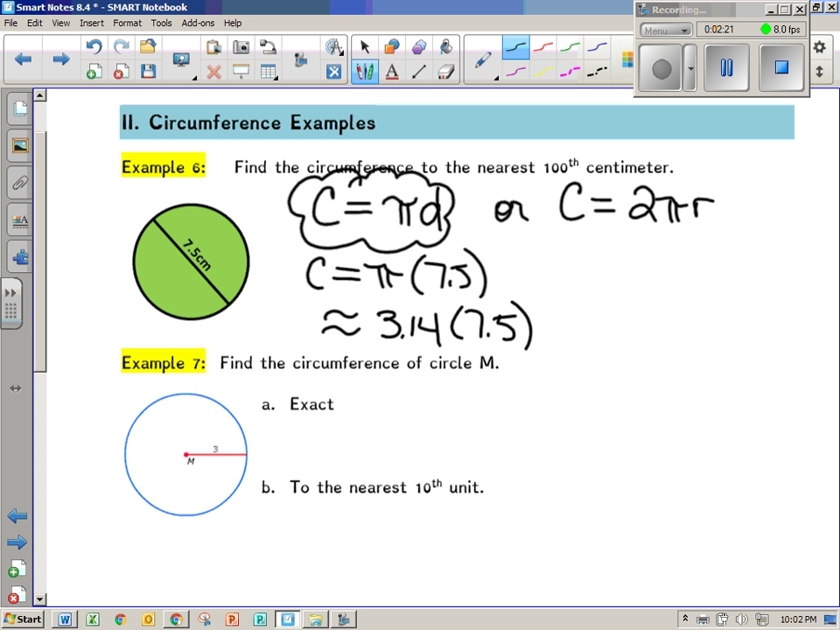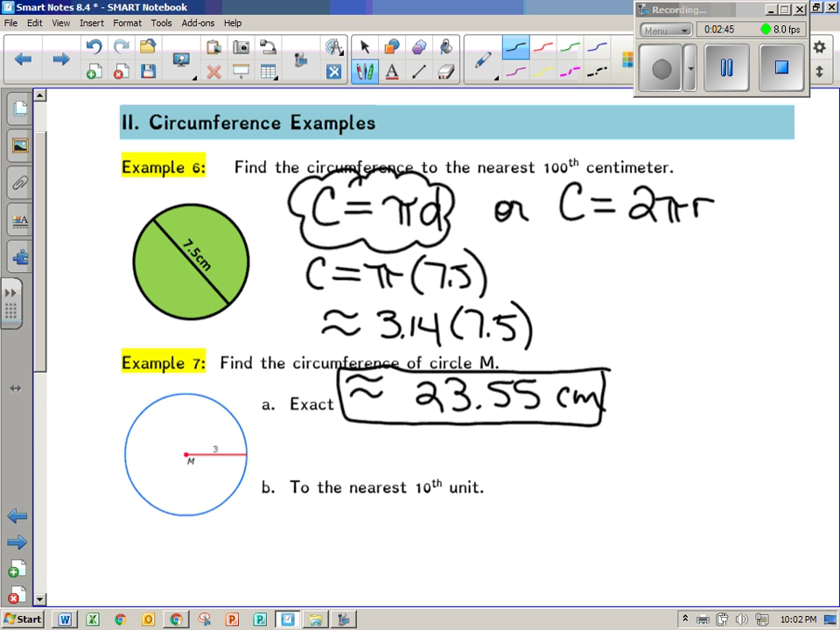But if you multiply 3.14 times 7.5, which you can just work out to the side, and I would do that on my homework and actually show it, you get 23.55. And just like perimeter, circumference is a linear measurement. So any things that you can measure with a tape measure or a ruler are linear. 23.55. That's it for circumference. Pretty easy stuff.